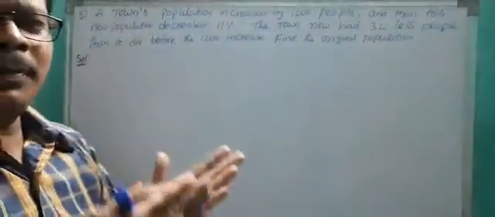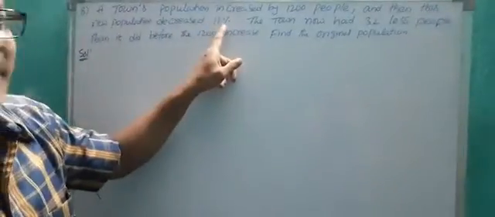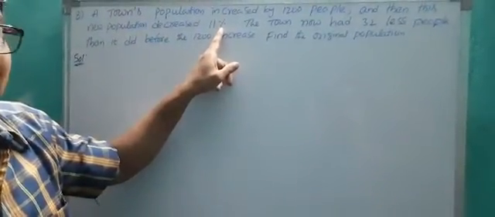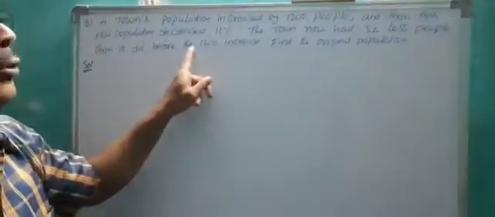So the original population is not given. After increasing by 1200 people, this new population decreased by 11 percent, and the result is 32 fewer people than before the 1200 increase.